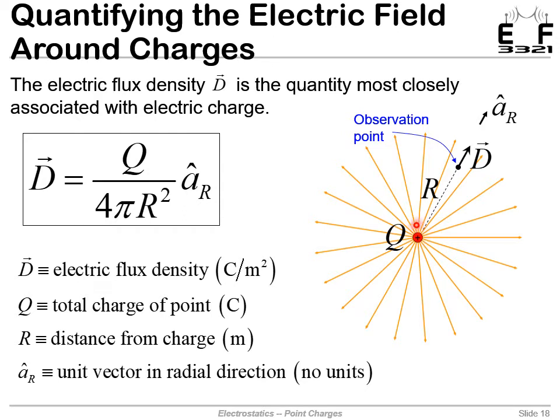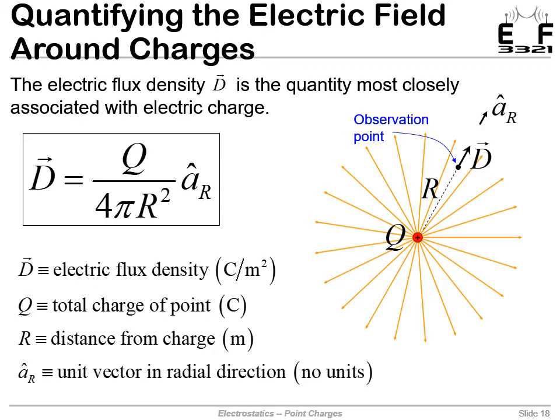So we start with a point charge. And there's a point out here that we want to observe the electric flux density D. This point is a distance, capital R, from the center of the point charge. And in doing this, what we'll need is a unit vector in the direction of R. So this is a unit vector in the direction from the charge to the observation point. And of course, it's a unit vector, so its magnitude is 1. Given all that, we can understand our equation.